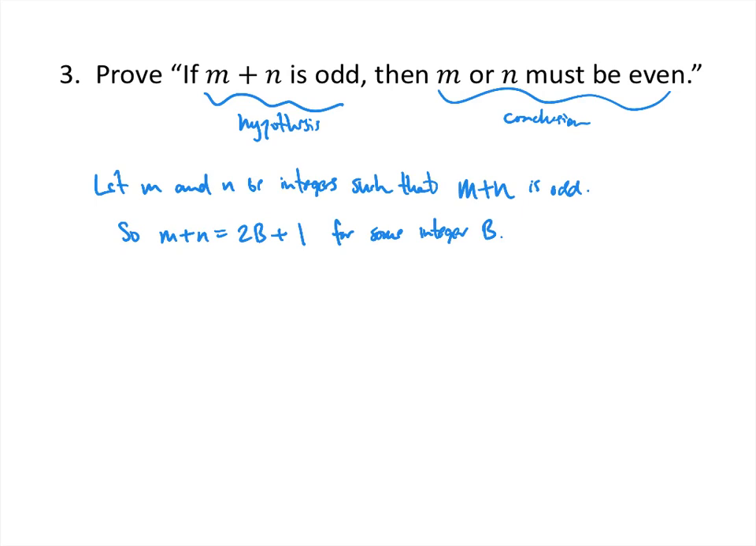But now I'm kind of stuck, right? Because I've got this equation involving m and n, but it's involving both m and n, and I don't know how to sort of rip it apart so that I get an equation that only has m in it or only has n in it. So I'm not exactly sure how to proceed at this point. So we're kind of stuck.